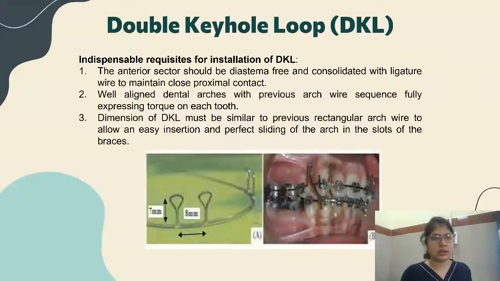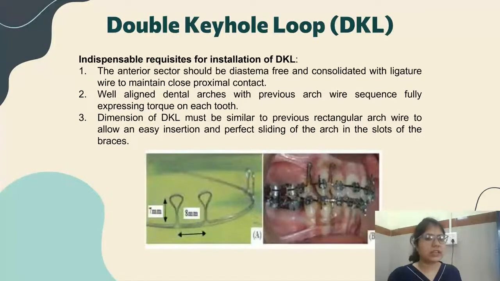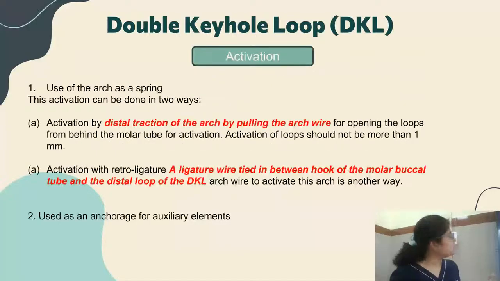So the requisites for installation of DKL: the anterior sector should be diastema free and consolidated with ligature wire to maintain close proximal contact. Well aligned dental arches with previous arch wire sequence fully expressing torque on each tooth, and the dimension of DKL must be similar to the previous rectangular arch wire to allow easy insertion and perfect sliding of the arch in the slots of the braces. Activation can be done with the arch as a spring.